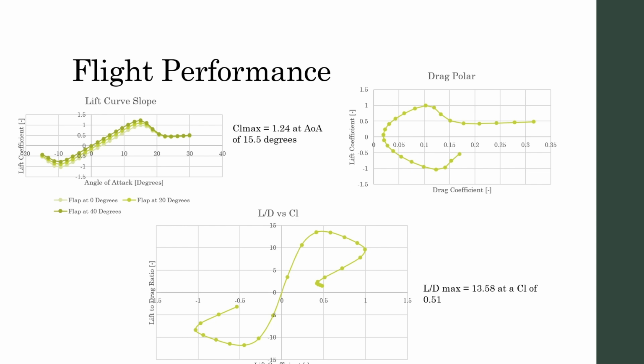The drag polar is then shown on the right. However, past a drag coefficient of 0.15, the stall characteristics start to begin, so that graph can be ignored from about a drag coefficient of 0.15. The maximum glide ratio is 13.58, and that occurs at a CL of 0.51, shown by the graph at the bottom of this page.